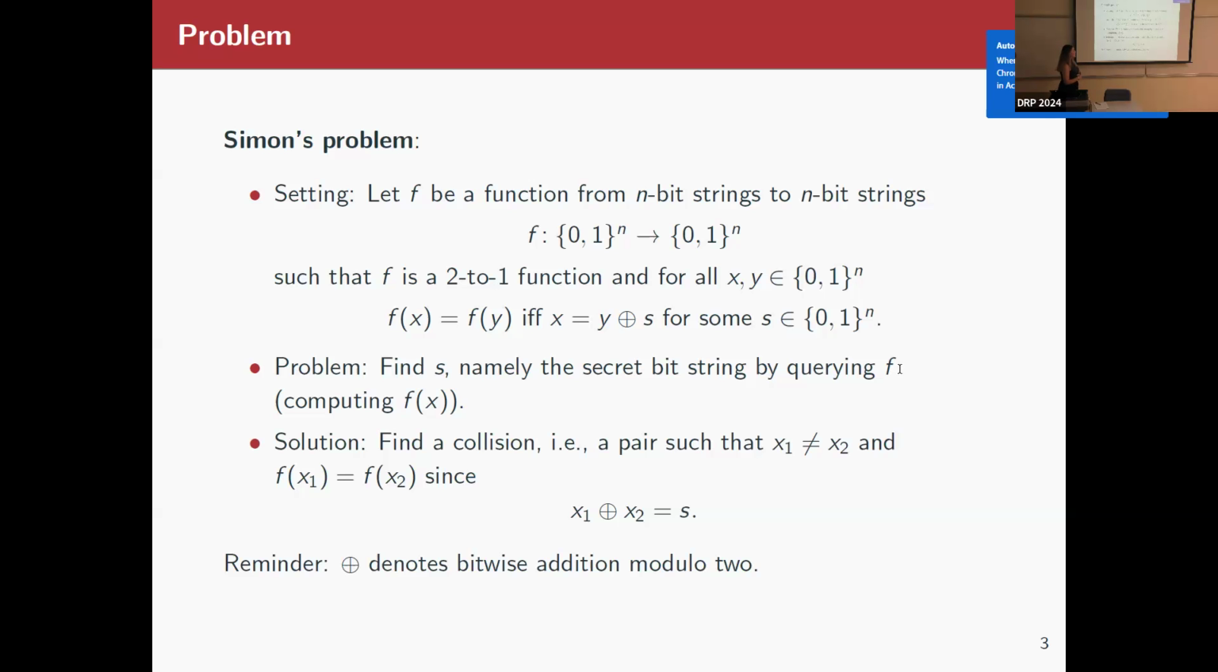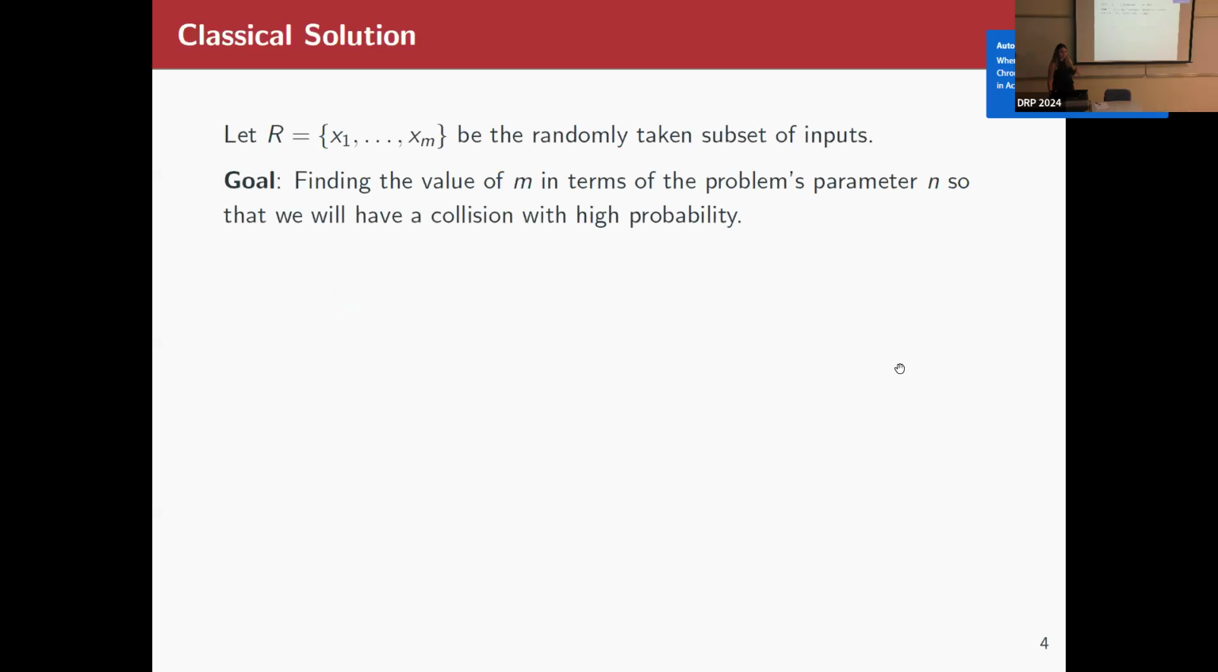To solve this, we need to find a collision, which is a pair such that x1 is not equal to x2 and f(x1) is equal to f(x2), since x1 XOR x2 is equal to s. And I need to remind you that XOR is actually bitwise addition modulo 2. Now we are going to examine the classical solution.